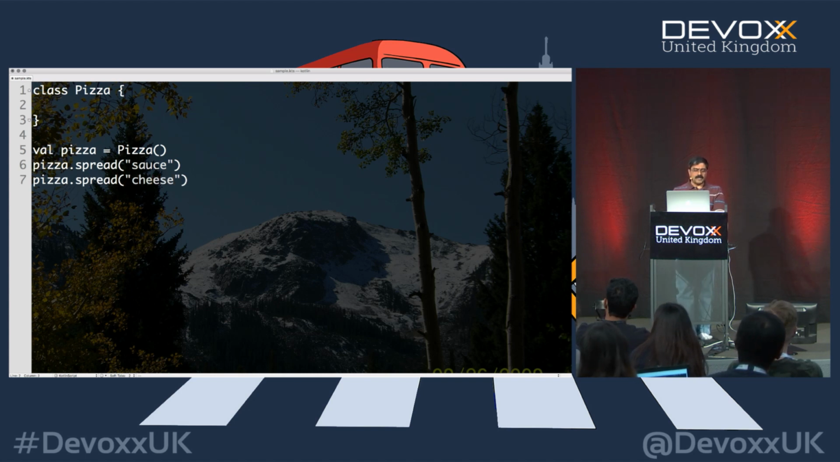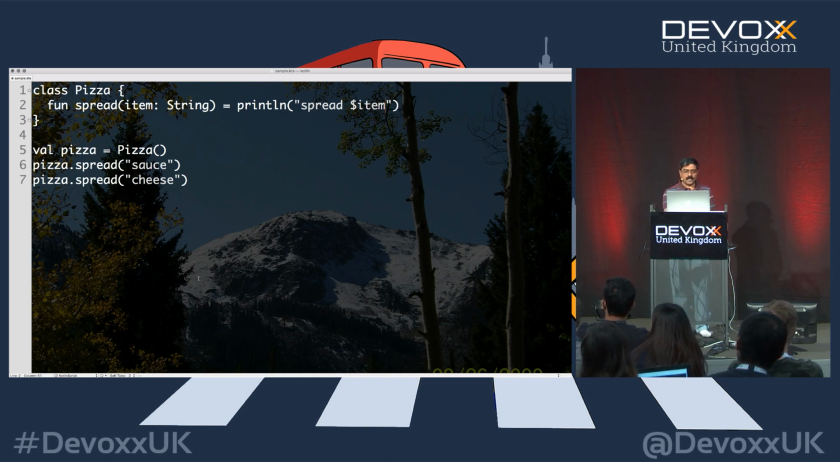Okay, so how do I write this? I'm going to define a function called spread. It takes a certain item, which is a string, and all I'm going to do is print out right here, let's say spread, item. Okay, so a simple example, sure enough, that code actually works. But wouldn't it be really nice to do the following?